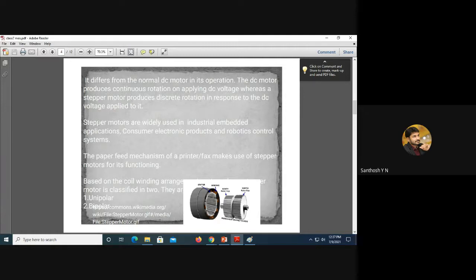So stepper motors are used in various fields: in embedded systems, in consumer electronic products, and also in robotics. The paper feed mechanism of a printer or a fax makes use of a stepper motor for its function. If you have visited a bank, there they have used a stepper motor in the printer or fax machines. If you observe, after typing a whole line, the paper will be moved in a stepwise manner, because one line has already been printed.